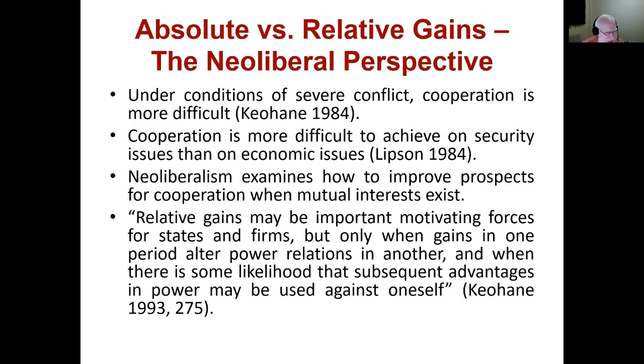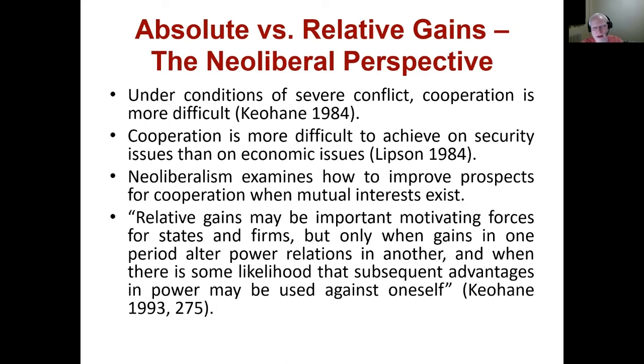The neoliberal perspective says that it's true. Under conditions of severe conflict, cooperation is more difficult, right? And so if there is severe conflict, states are probably more likely to behave in the relative gains manner because they are fearful of what the other side is going to do. And it's already difficult enough to achieve cooperation. And it's true that on security issues, cooperation is more difficult to achieve than on, say, economic or social ones. Neorealists will retort that even on non-security issues, for example economic issues, additional gains in money can turn into weaponry, so it could be turned into security.